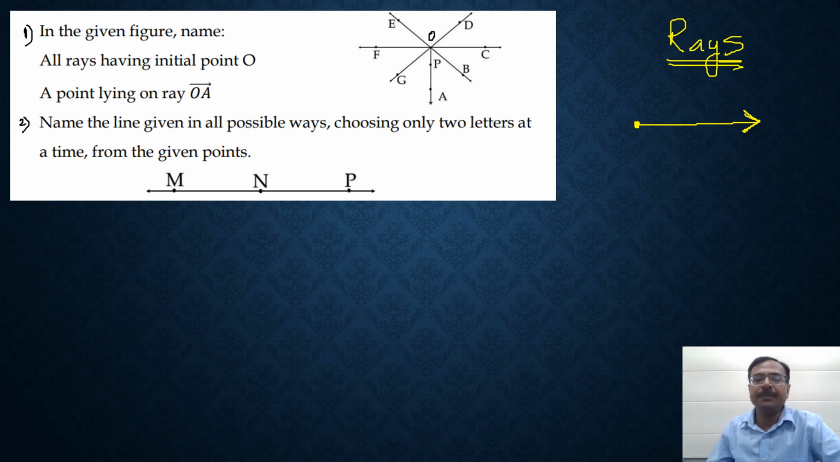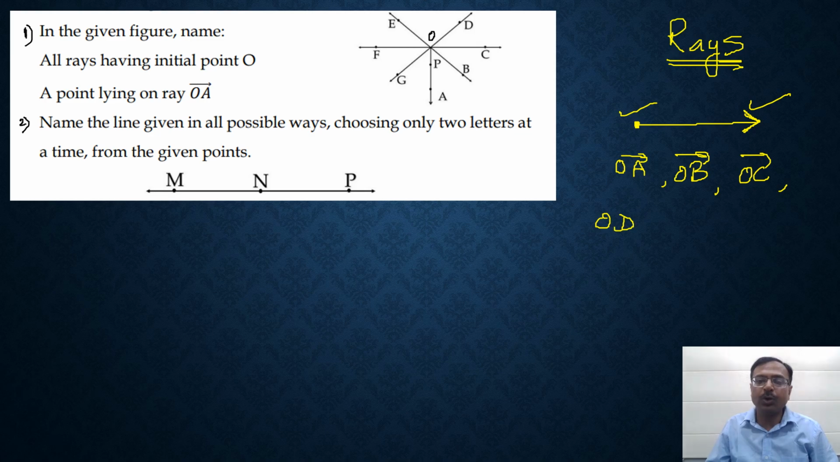So if you see carefully, all rays having initial point O. So from O you can see OA, the ray OA, O to A, and I will write O first because I need to write the initial point first, and then the direction in which it originates, it moves on, that has to be written later. So similar to that, you have OB, O to B, then O to C, O to D, O to E, O to F, E and F, and then we have G also. So all these rays have the common initial point O.